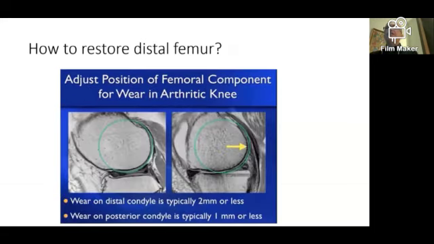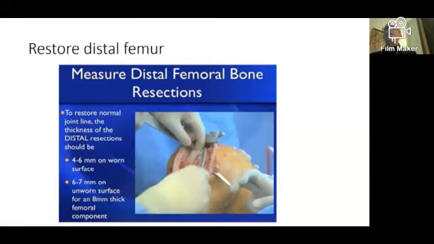This is how to restore the distal femur, as we said with the MRI. This study was done to know the difference in the thickness of the cartilage in the posterior part, and you see the difference here. There is no more cartilage here. You see less cartilage here, and there is typically almost 2 millimeters, more or less, of difference between worn and unworn zones. Then when you cut the distal part of the femur, measure the distal femoral bone resection to restore the normal joint line, because you have to restore the pre-arthritic knee.